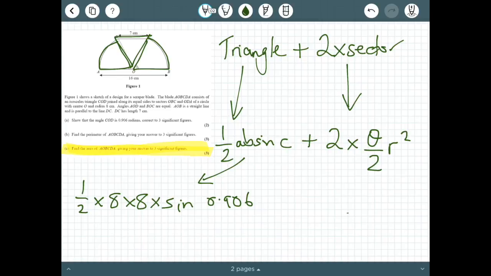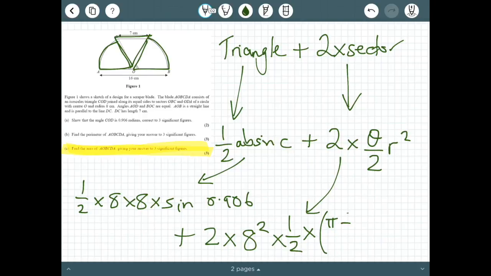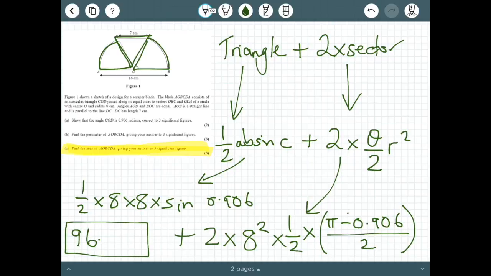0.906, and we're going to add that to 2 times 8 squared times a half of, and then making sure your calculator is still in radians mode, the same angle that we worked out beforehand, and that will give you the answer. The answer you should get to 3 significant figures is 96.7.